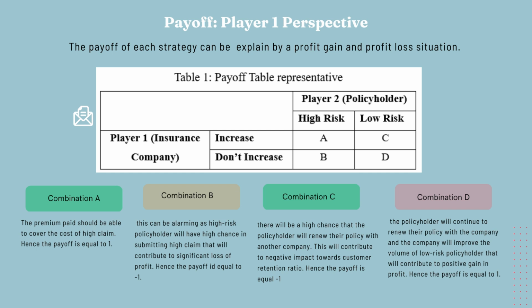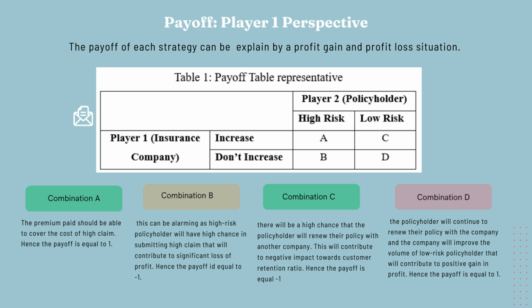Looking into combination C, when the insurance company increases the premium for a low risk policyholder, again, this is a wrong action, because when they increase the premium for a low risk customer, which is not necessary, they are a good customer. There will be a high chance that the policyholder will renew their policy with another company. Hence, this will definitely contribute to a negative payoff.